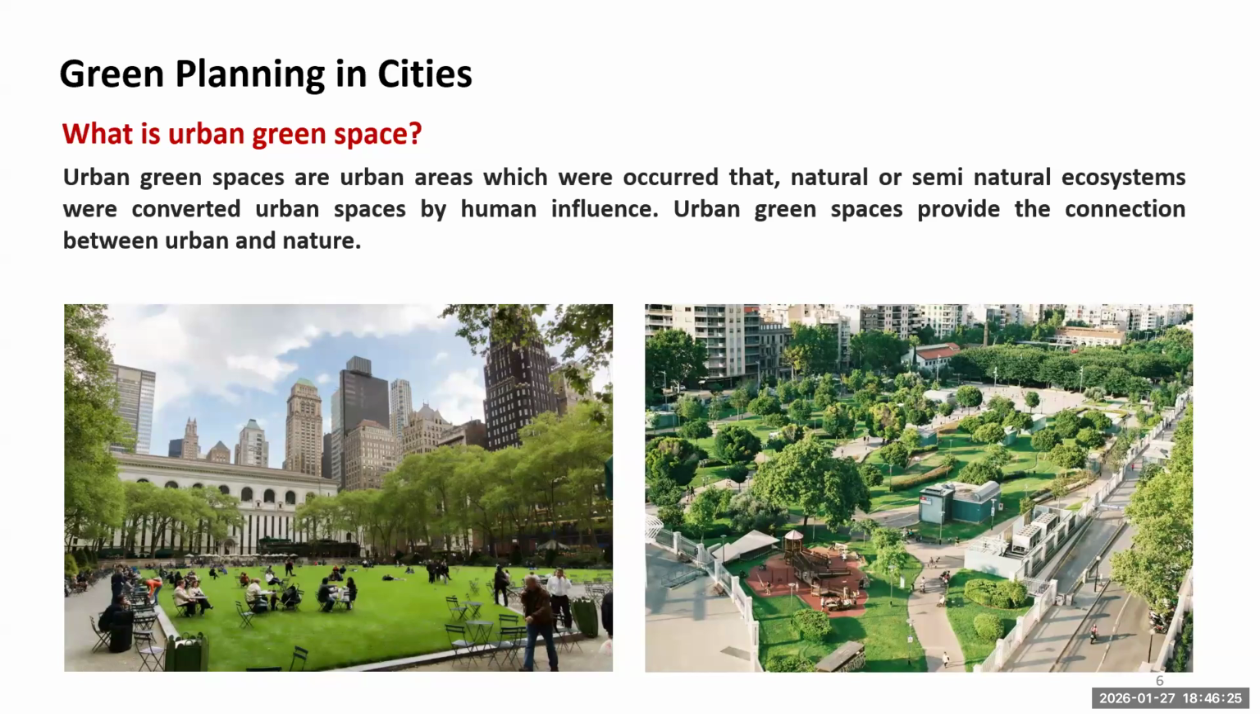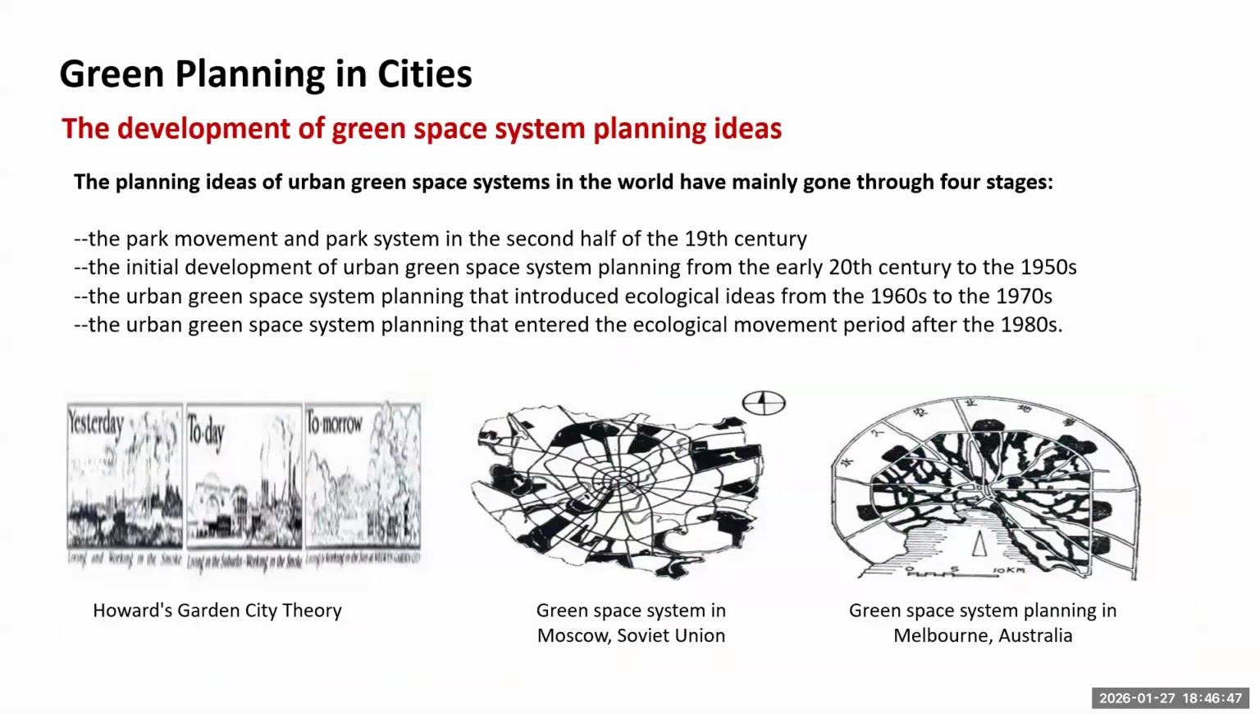Urban green spaces are urban areas where natural or semi-natural ecosystems were converted into urban spaces by human influence. Urban green spaces provide the connection between the urban and the nature. Okay, this is urban green spaces.